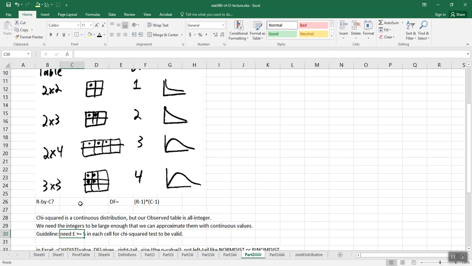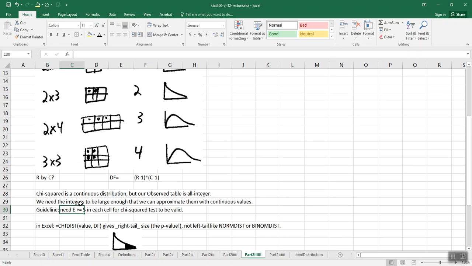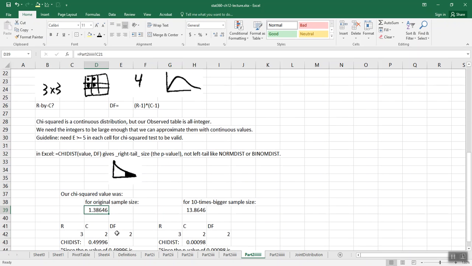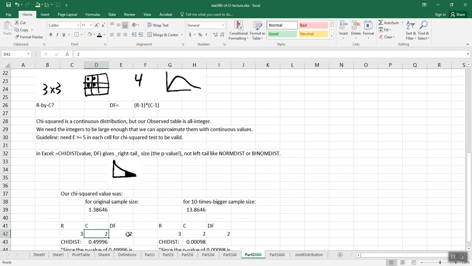So once you've computed your chi-squared value, how do you compute a p-value? Well, Excel has a function called chi-dist, where you give it your chi-squared value and your degrees of freedom, and it tells you the area from that chi-squared value up to the right, unlike norm dist and binom dist, which are always to the left, so that's confusing. And that is the p-value. So here, our chi-squared value was this, and we had 3 rows and 2 columns, so 2 degrees of freedom. And so our p-value is 0.499.